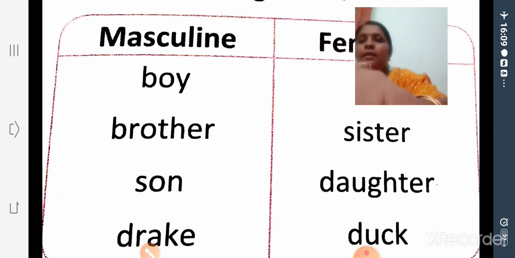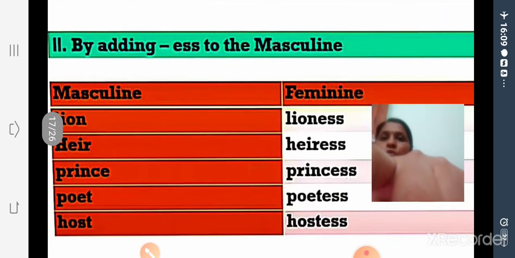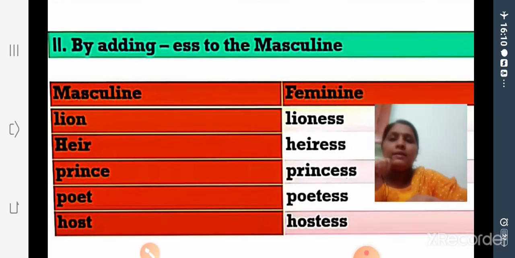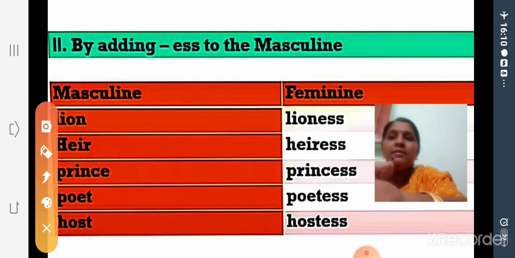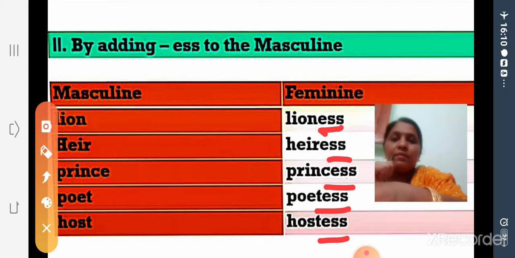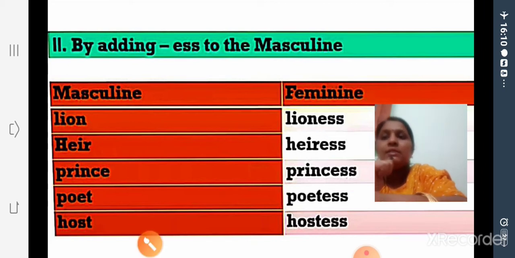Okay, now let us analyze the second rule. What is the second way? By adding ess to the masculine. So that is another way. If we add ess to certain words, we can form its feminine gender. Okay, look at here, lion, lioness. So simply we added one ess. Heir, heiress, prince, princess, poet, poetess, host, hostess. So by adding ess, we can form a feminine noun.